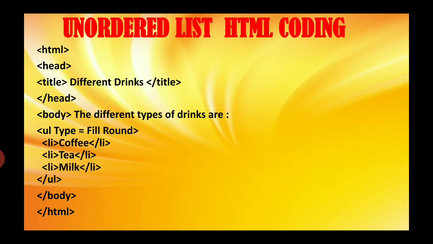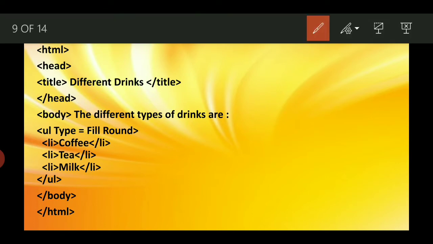Then head is closed with a /head, then body. In the body I have written the different types of drinks. Now you see UL type equals to. UL is unordered list. Already I told you type is an attribute. Now type equals to fill round. That means it will display what button? A round button, with the inside part black in color. So UL type equals to fill round.